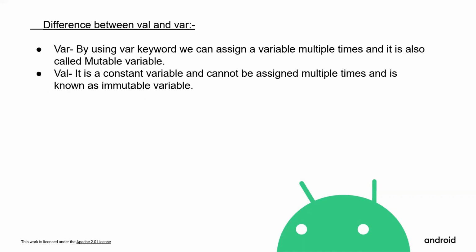I hope you might be confused about what val and var mean. By using the var keyword, we can assign a variable multiple times, and it is also called a mutable variable. Val is the same as the final modifier in Java. As you probably know, we cannot assign a final variable again, but can change its properties. So val is a constant variable, cannot be assigned multiple times, and is known as an immutable variable.